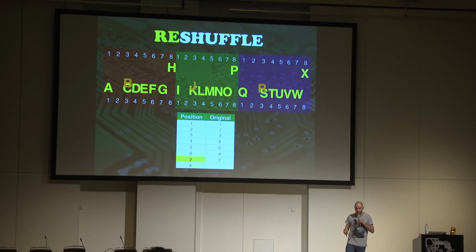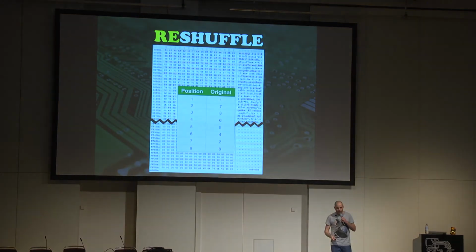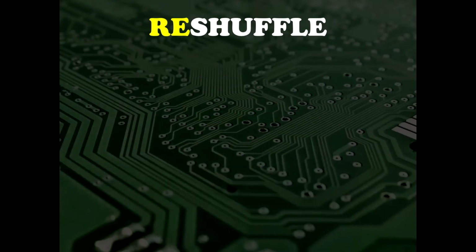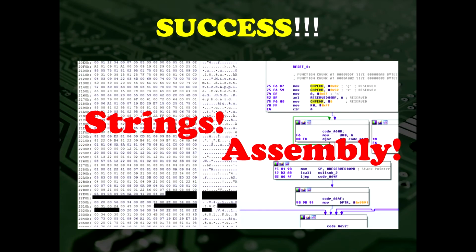So what we got ourselves is some kind of permutation table. And if we apply this permutation table on the entire blob, what will we get? Yes, assembly, proper assembly. This is our firmware.